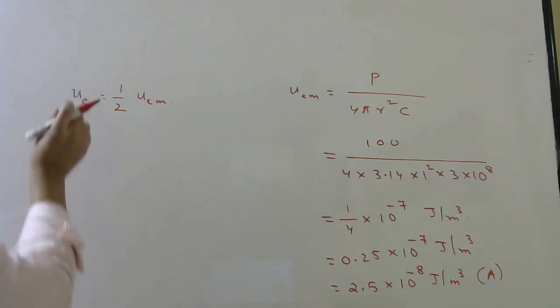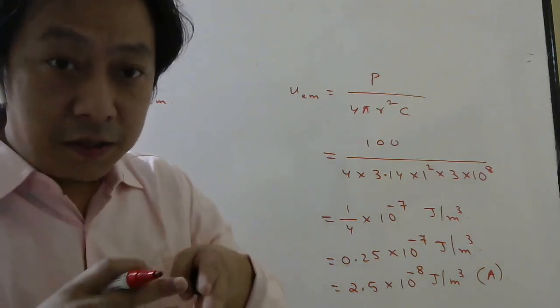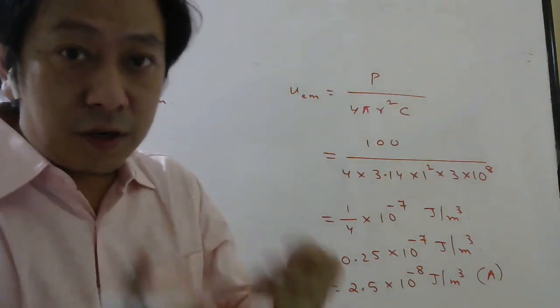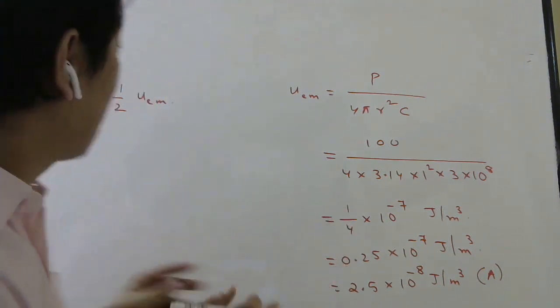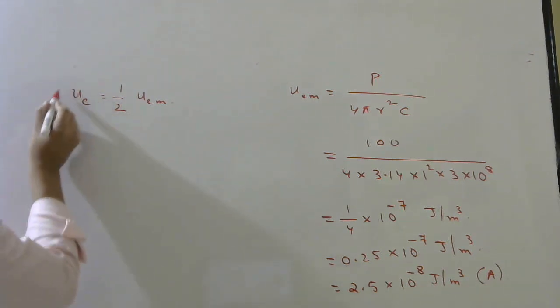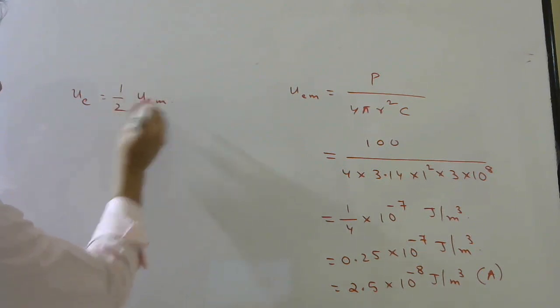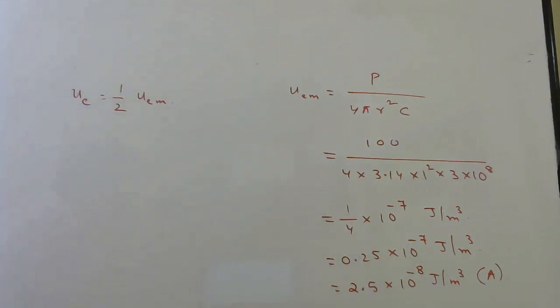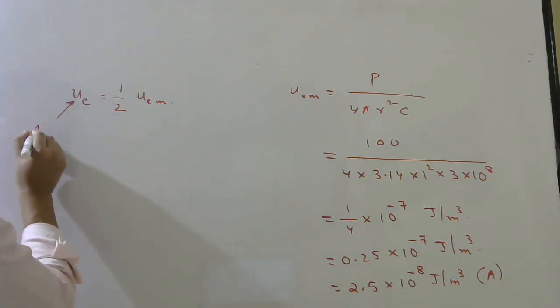Right? Only electric field energy density, because in an electromagnetic wave the energy density has a contribution from the electric field and also the magnetic field, and it is equal. So if I ask for the energy density in the electric field only, then it should be half of this. But remember, this is the average value.